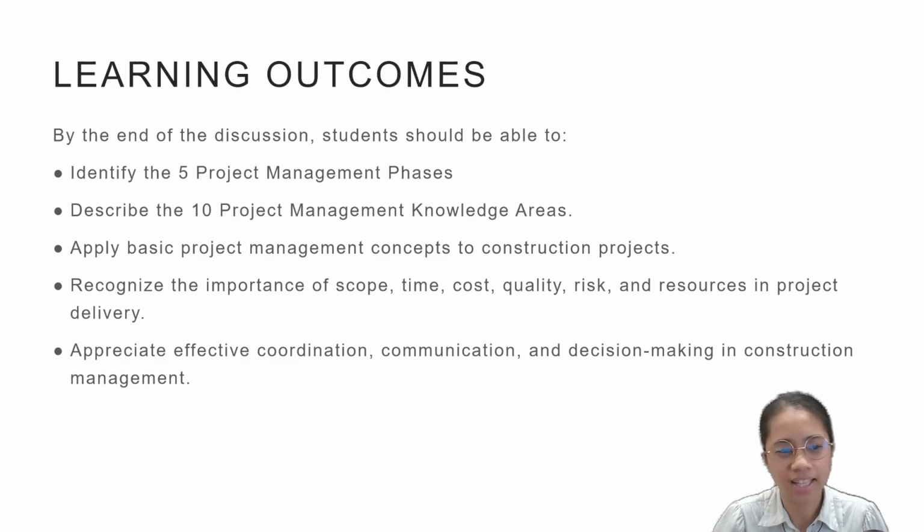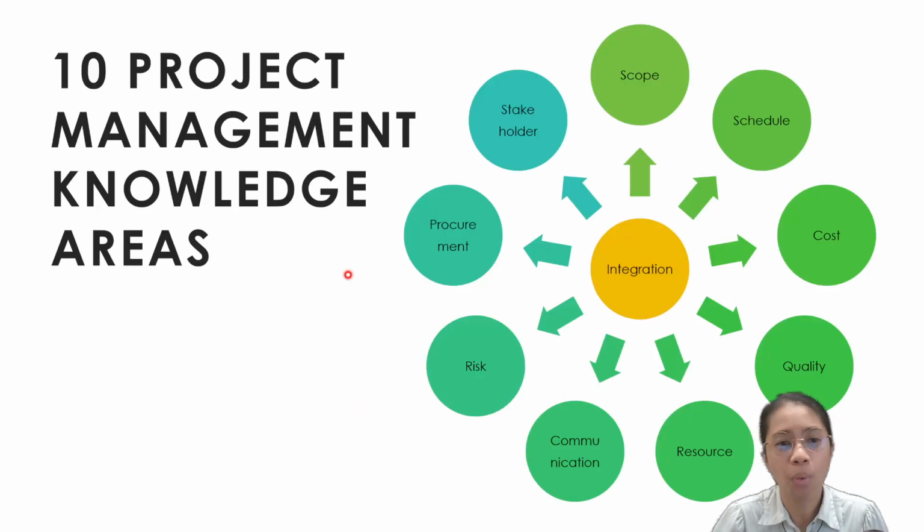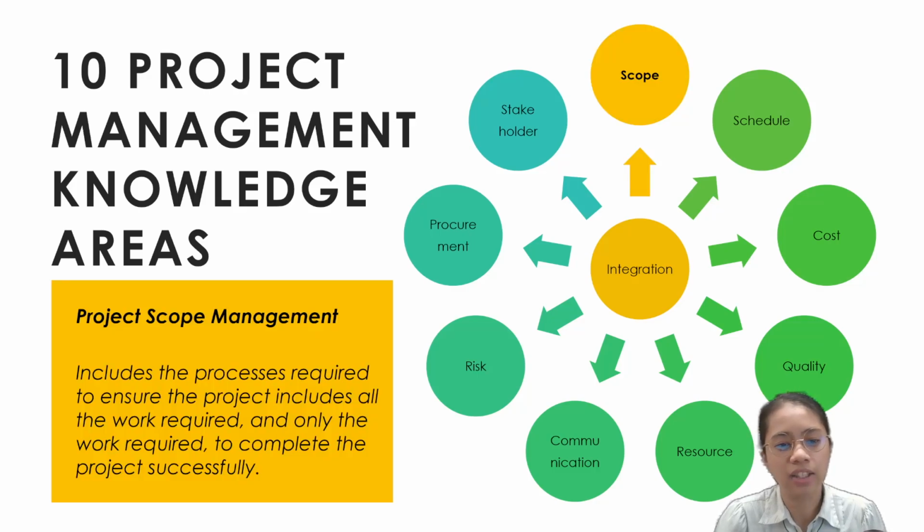So with that, let's start with what are the 10 project management knowledge areas. If we start from the top, we have scope, schedule, cost, quality, resource, communication, risk, procurement, stakeholder, and the 10th one is integration, or integrating all of the topics in one. As a future construction manager, you should know all of these to manage a project well. So let's discuss the first one.